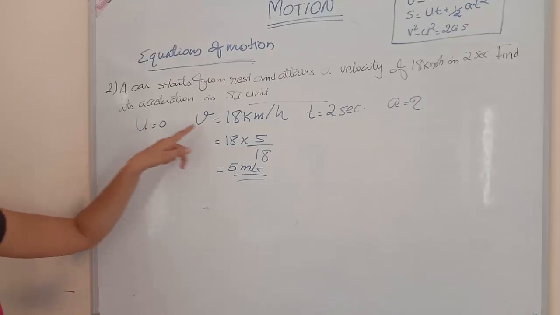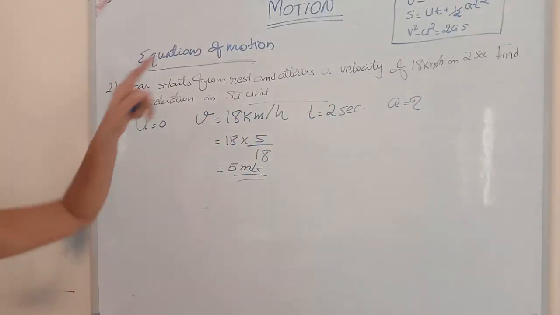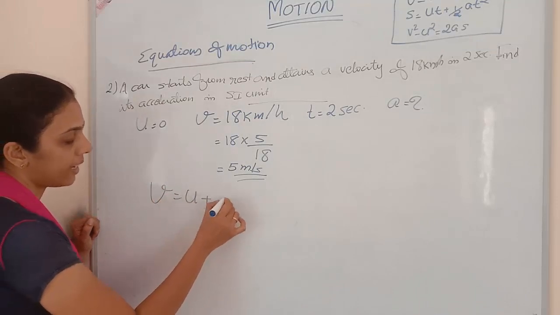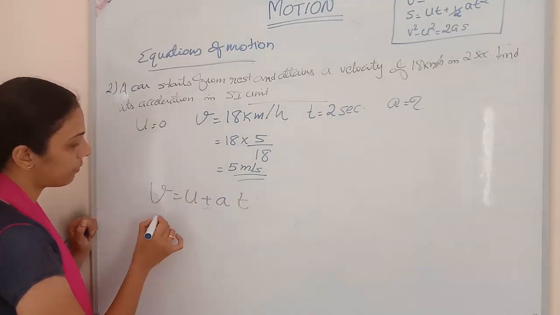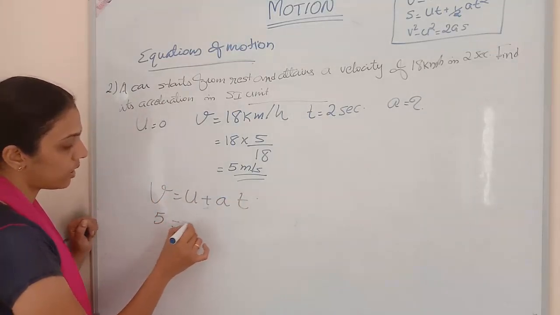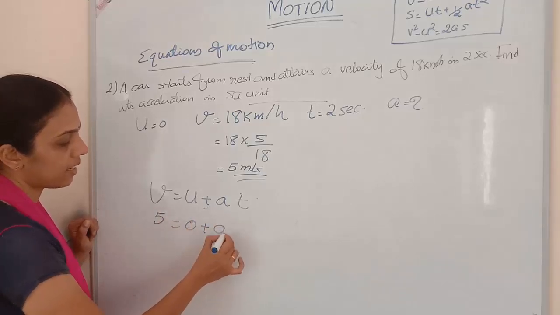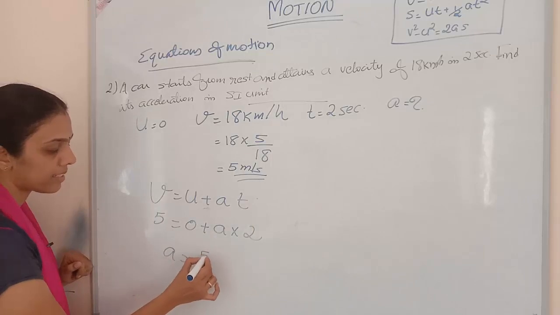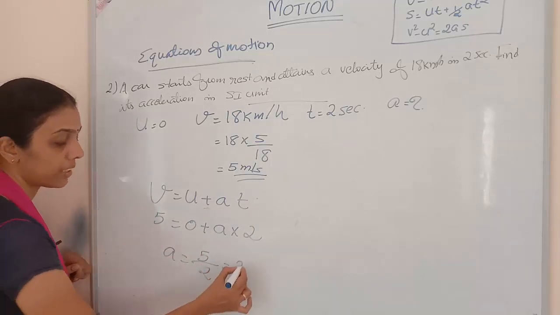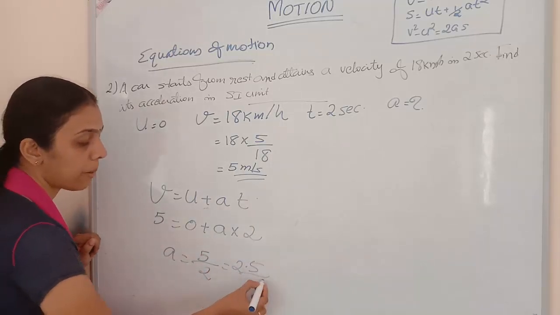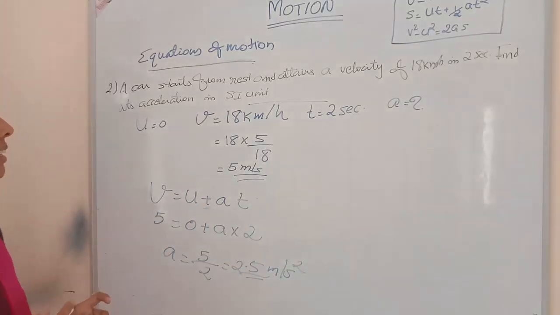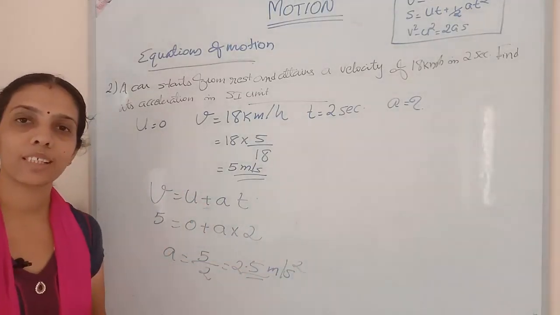So including u, v, t and a, which is the formula? Again, v equals u plus at. So v equals 5, u is 0, a is unknown and t is 2. Therefore a equals 5 by 2, that is 2.5 meter per second square. Okay, clear? Understood how we are finding this?